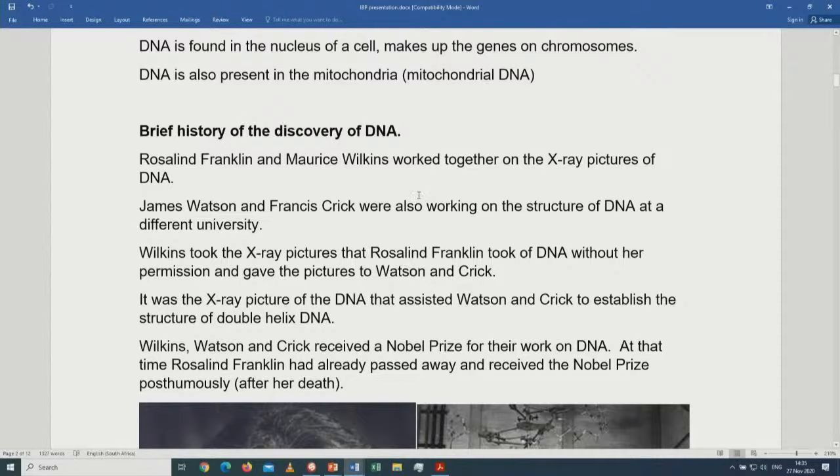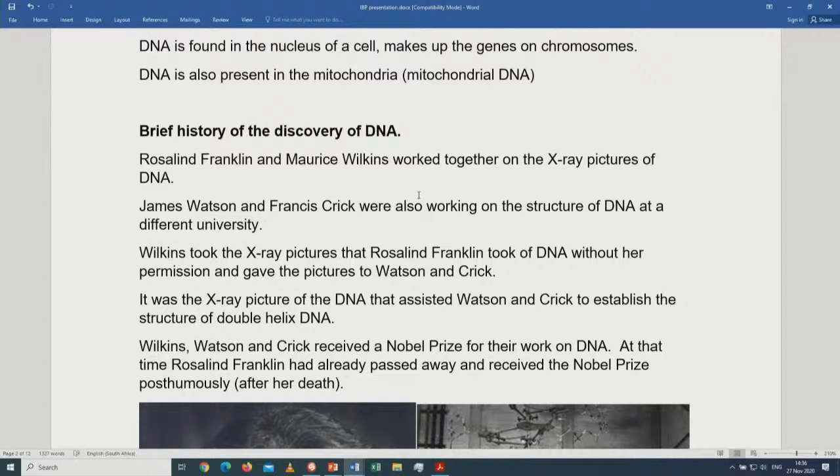Rosalind Franklin and Maurice Wilkins worked together on the X-ray pictures of DNA. James Watson and Francis Crick were also working on the structure of DNA at a different university. What happened is that Maurice Wilkins took the X-ray pictures that Rosalind Franklin took of DNA without her permission and gave the pictures to Watson and Crick. It was these X-ray pictures that helped Watson and Crick to establish the double helix structure of DNA.